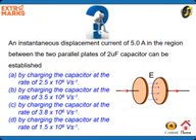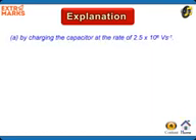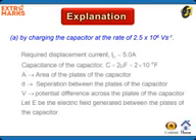Let's solve a question given here to find the correct option. The correct option is A, that is, by charging the capacitor at the rate of 2.5 × 10^6 volt per second. Let's see its calculation.